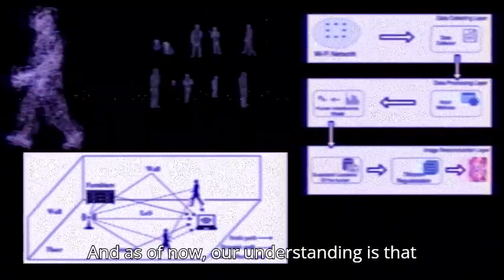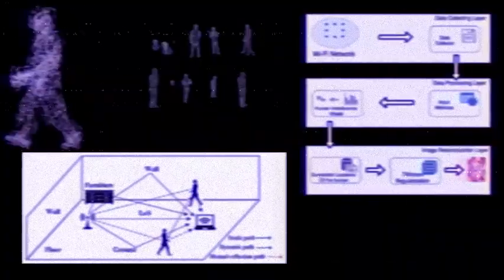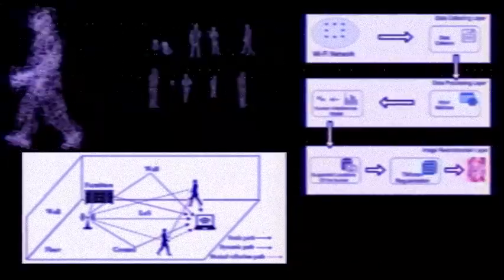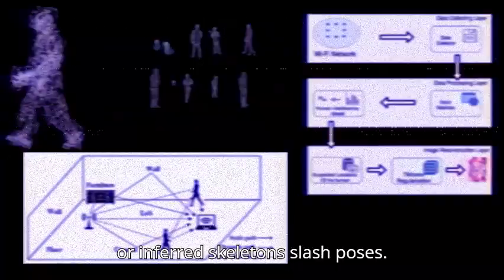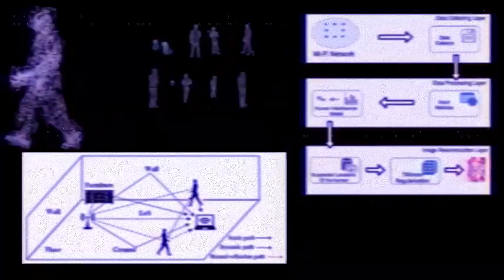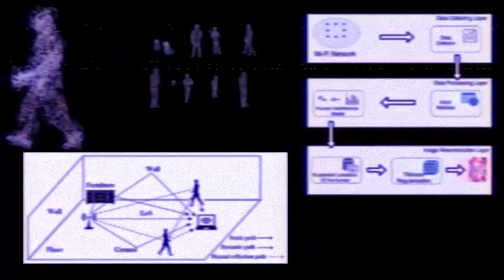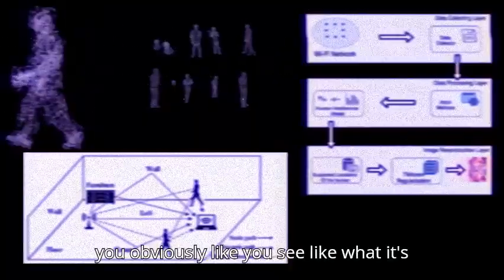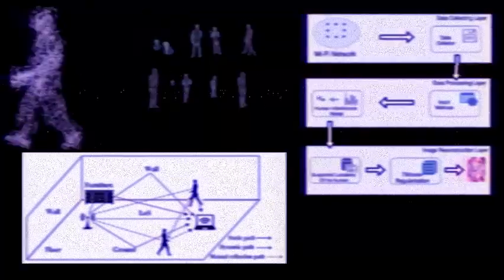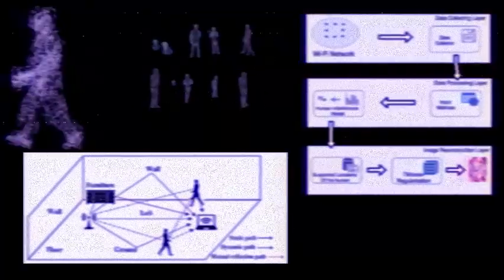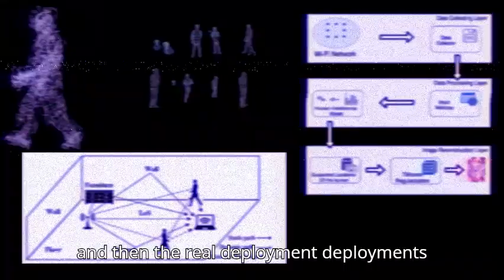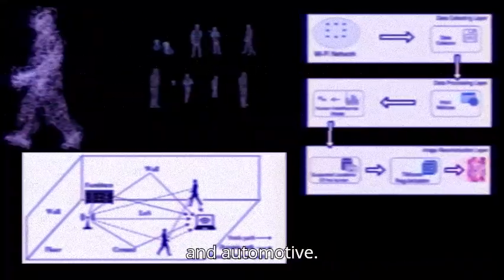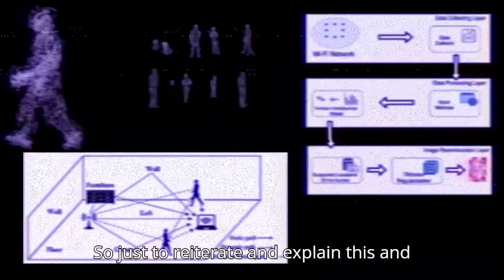And as of now, our understanding is that it creates coarse radio heat maps or inferred skeletons/poses. So you're not getting camera-like pictures, though of course you can see what it's capable of. And then the real deployments are in smart homes, security, elder care, and automotive. So just to reiterate and explain how it would work.